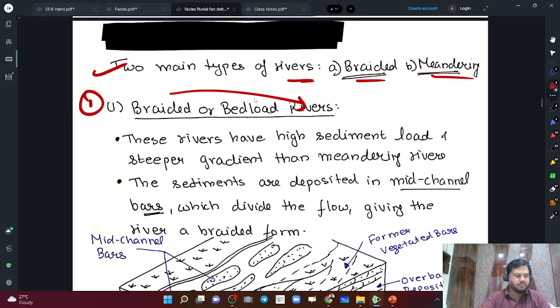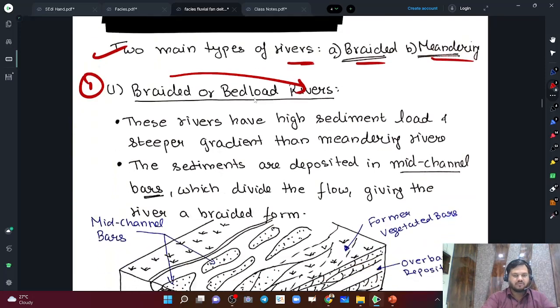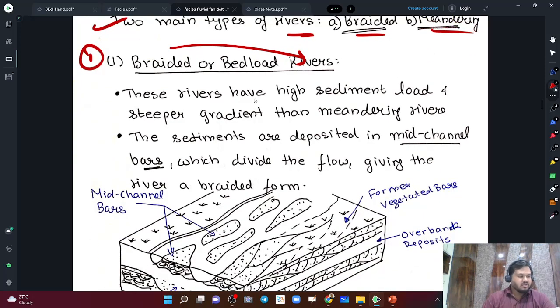Okay, so the first one is braided river, right? So what is a braided river? Brahmaputra is a prime example of a braided river. These are those rivers which have high sediment load. This is an important keyword. They have high sediment load and they have a steeper gradient than a meandering river, right?